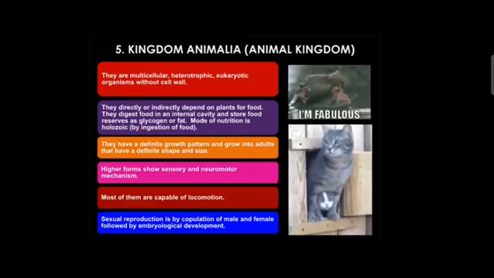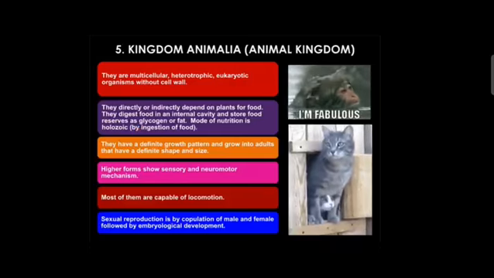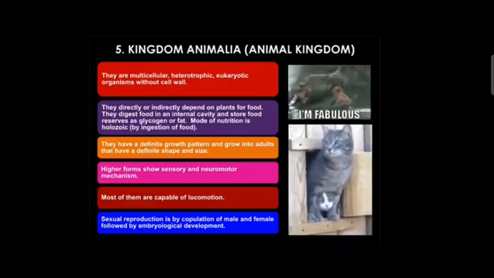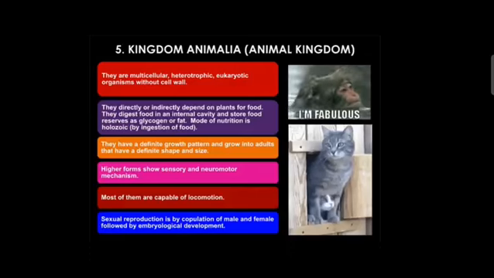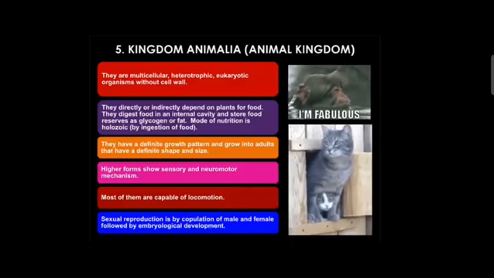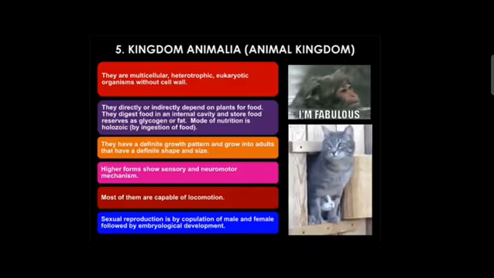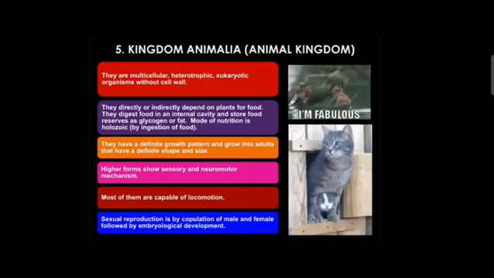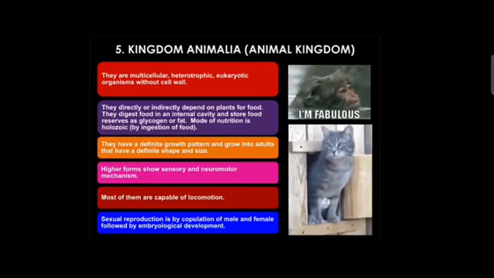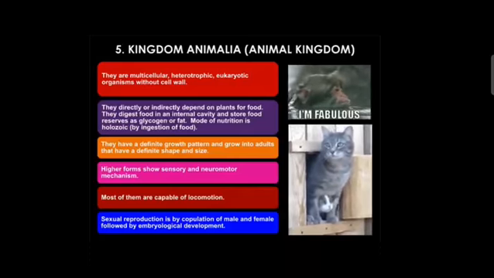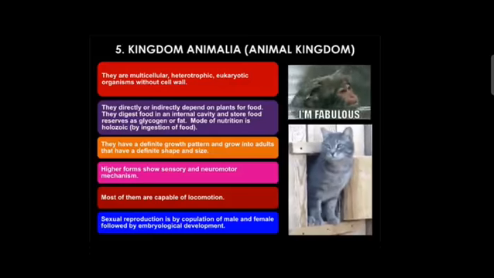Then they have a definite growth pattern and grow into adults that have a definite shape and size. So a definite growth pattern is there. First the childhood will be there, then the youth or young phase, then it will grow into the adult, then the old phase is there. Okay, and definite shape and size. So a definite shape is there for that particular animal. Cat, it has a definite shape. Monkey, it has a definite shape. Human beings, we have a definite shape and size.